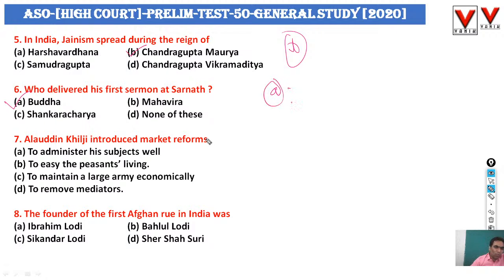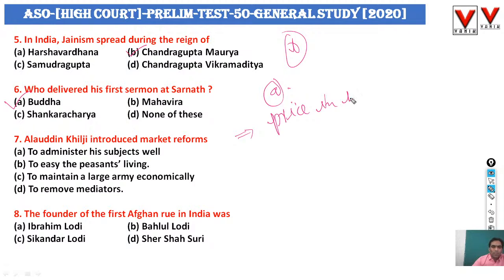Now we are going to proceed further, and that is question number 7. It is talking about how Alauddin Khilji introduced market reform to maintain prices. The right answer is C. That means when Alauddin Khilji was ruling Delhi at that time, the prices in his regime were constant.